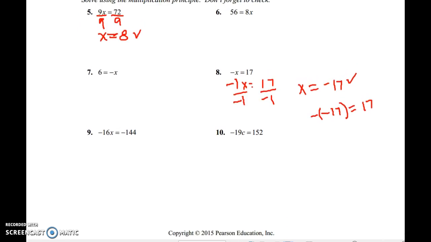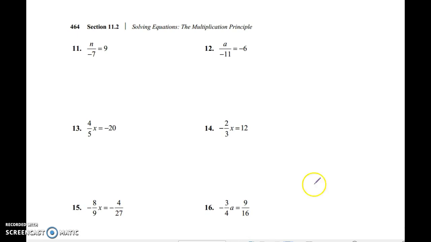Let's see what we have over here. Oh look, some division problems. Number 11: a number divided by negative 7 equals 9. This is division, so we're going to multiply both sides by negative 7. Because it was divided by negative 7, we keep the same sign. We multiply the 9 by negative 7. Negative 7 divided by negative 7 is positive 1, so we have 1n equals 9 times 7, which is 63. But we have one negative, so we say negative 63. Again, check. Negative 63 divided by negative 7, a negative divided by a negative, does give me a positive 9. So that's correct.